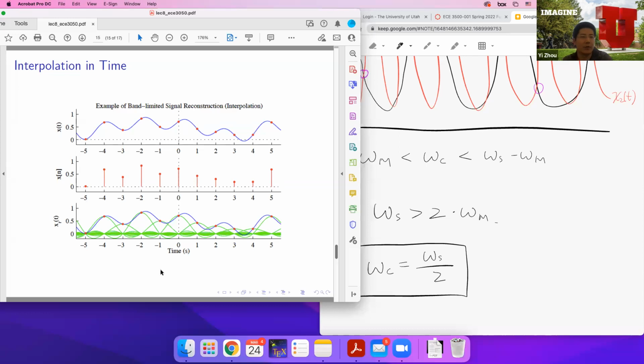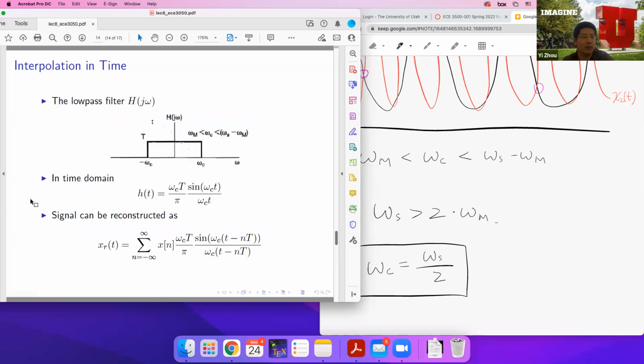Right, so this is the illustration of the reconstruction process. We follow the mathematical derivations. So we basically do a low-pass filtering and the inverse transform.